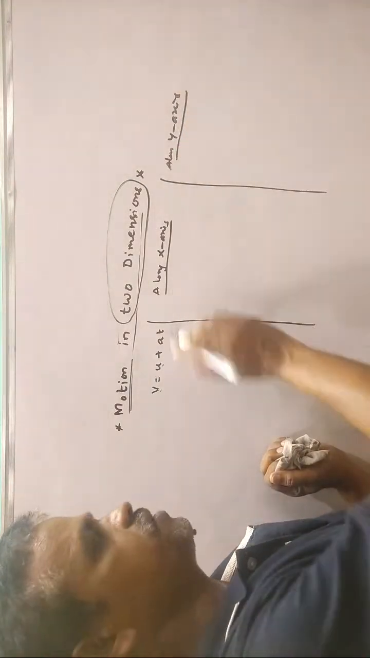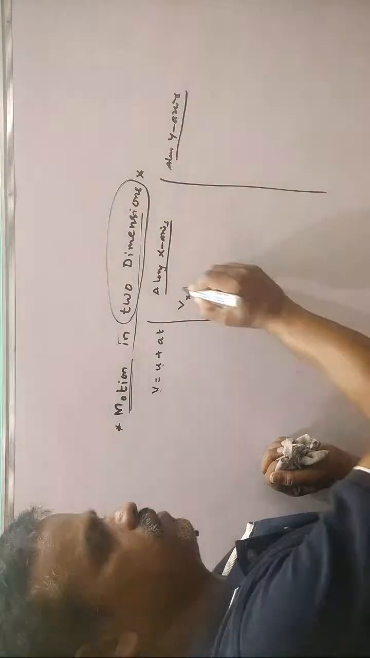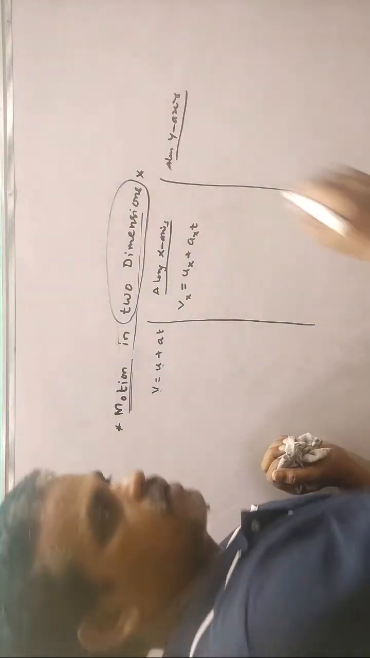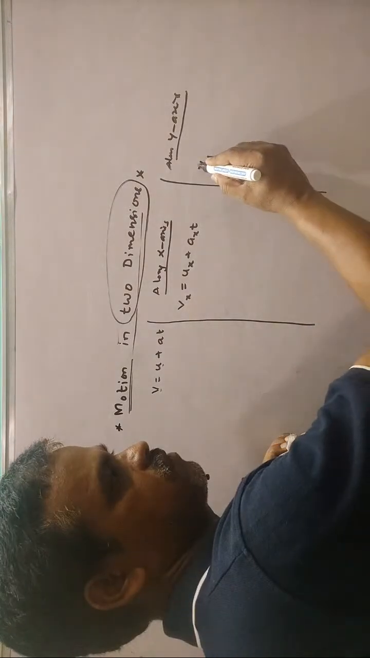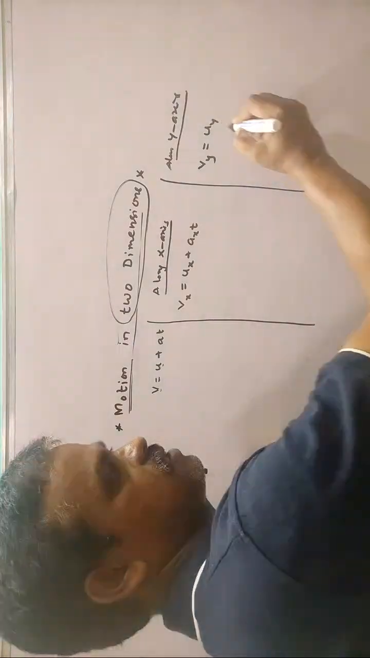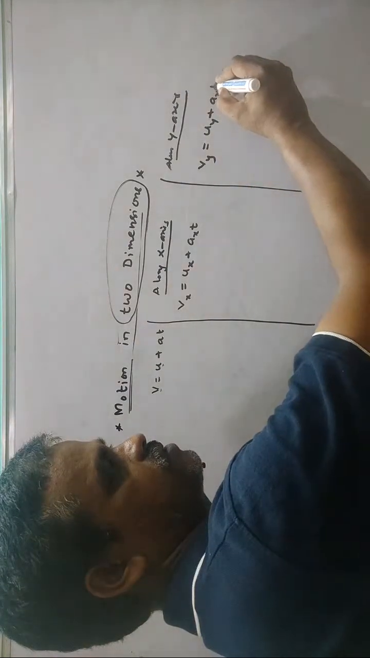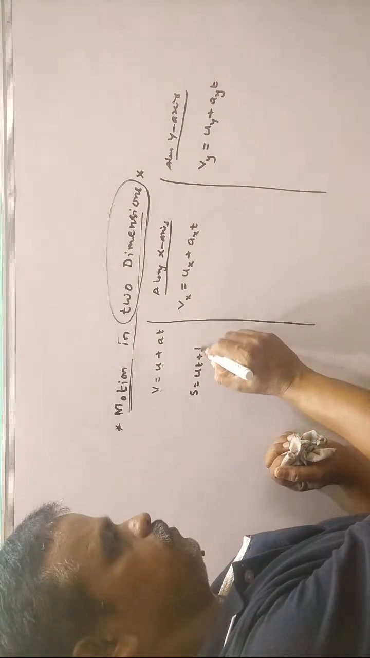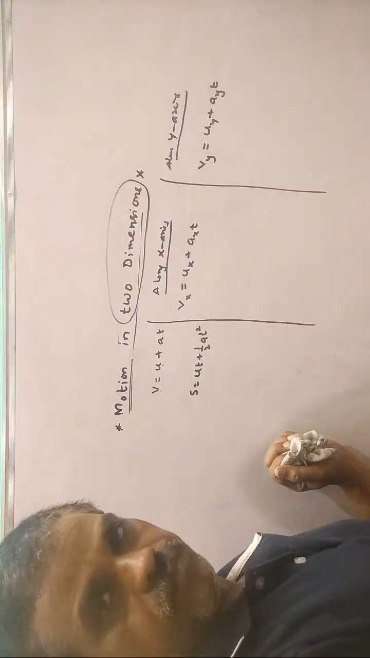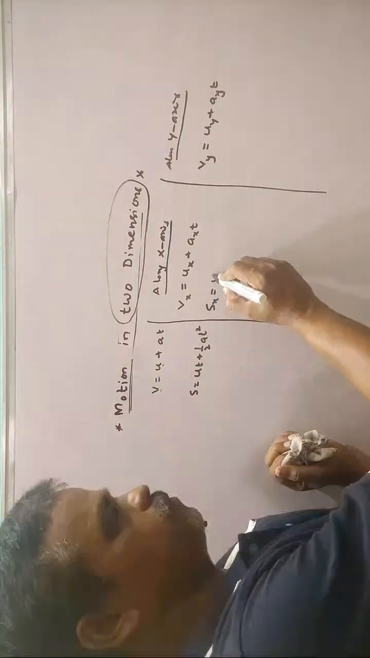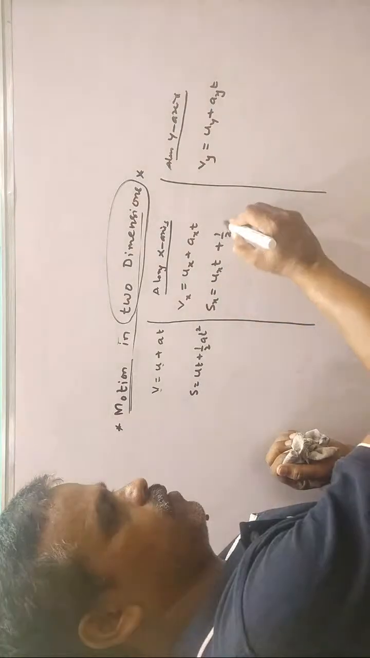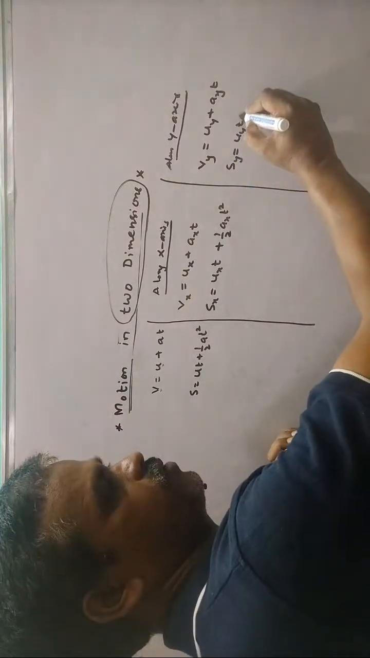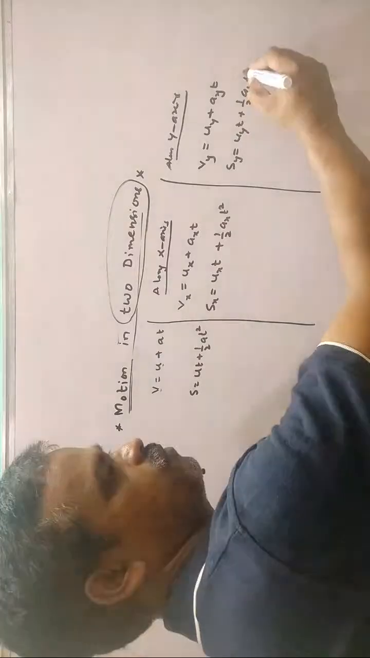We just change the equations. Along the x-axis, the vx component is ux plus ax into t. Like that, vy, the velocity along the y-axis, is the initial velocity along the y-axis plus the acceleration along the y-axis into t. So one more equation, s equal to ut plus half at square. Sx equals ux into t plus half ax into t square, and sy equals uy into t plus half ay into t square.